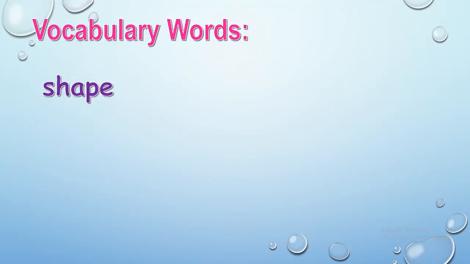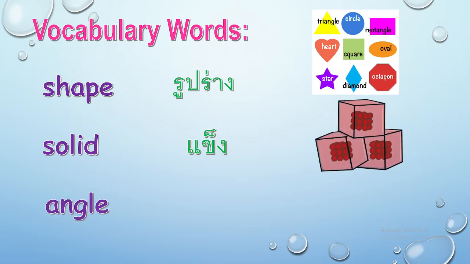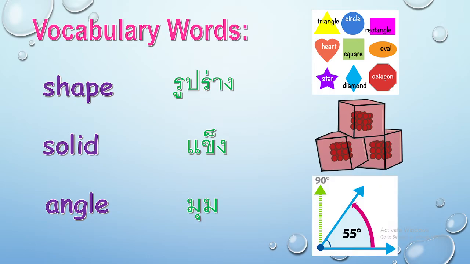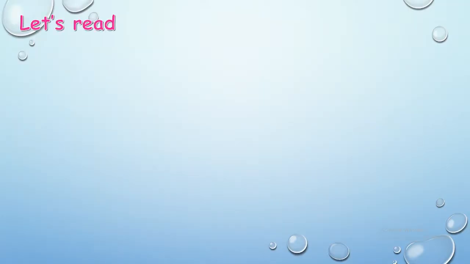Not in your book. For the vocabulary words, we have shape. What is it in Thai? รูปร่าง Next, we have solid. แข็ง And then we have angle. Okay.